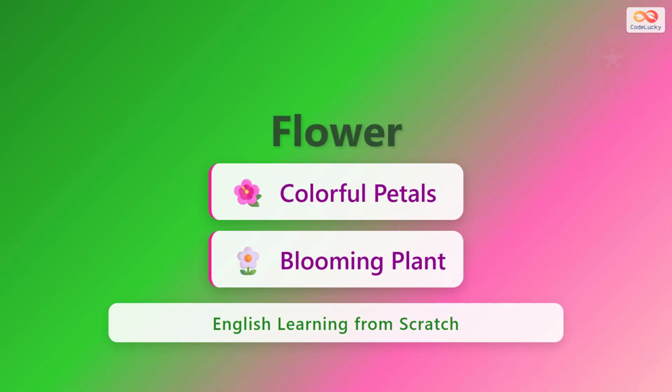Flower has colorful petals. Petals are soft, thin parts around center. Flowers smell sweet. They grow on short stems or tree branches. Flowers make seeds for new plants.